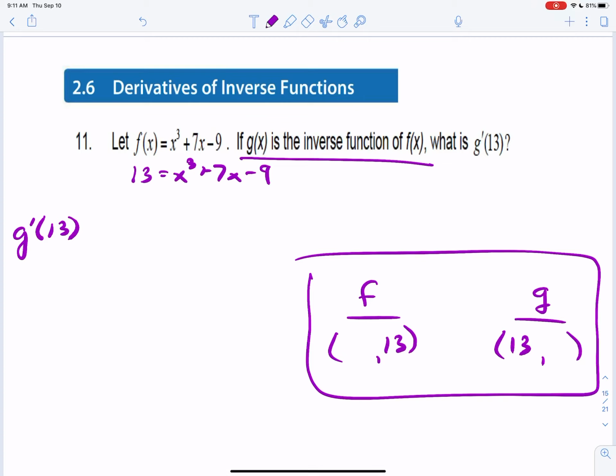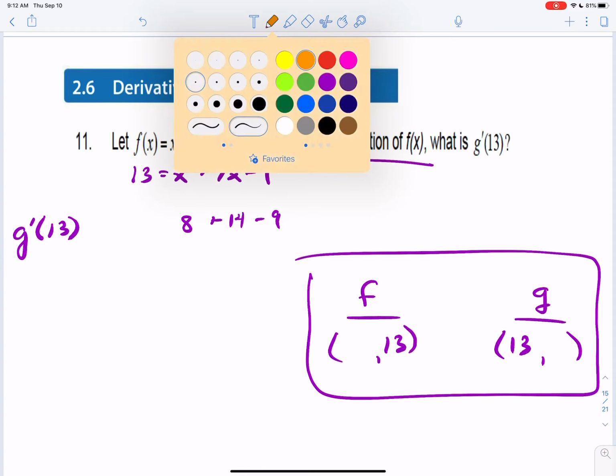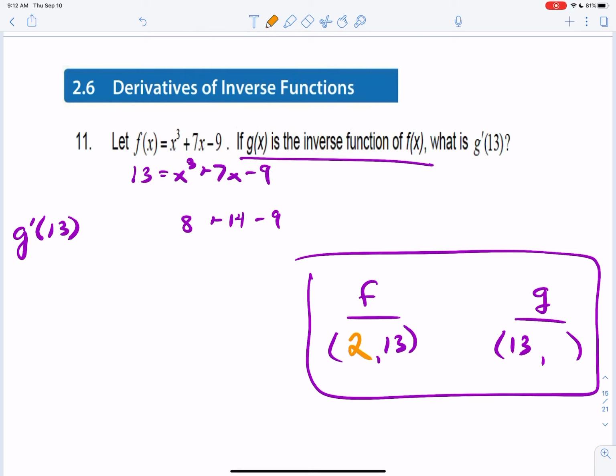In my head, it's definitely not 0. 1 doesn't seem to work. Let's try negative 1. Negative 1 doesn't work. Let's try 2. If I plug in 2, I get 8 plus 14 minus 9. 14 makes 22, minus 9 is 13. Cool. So when x is 2, I get a y value of 13.